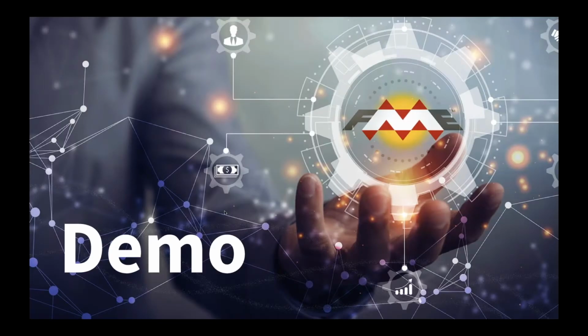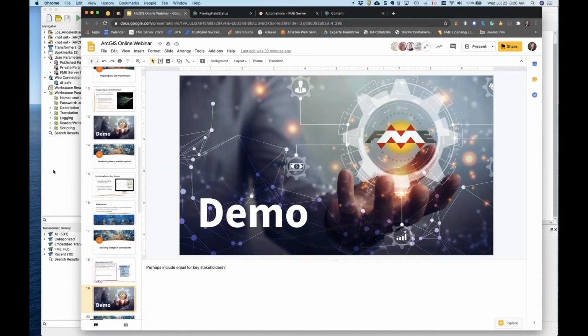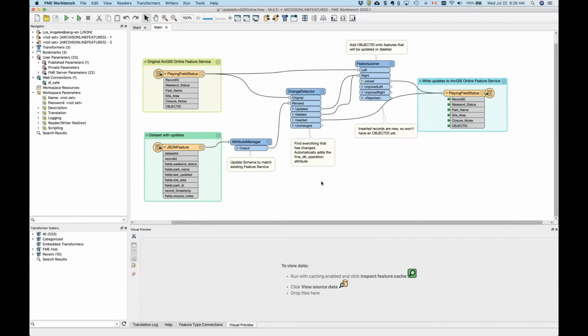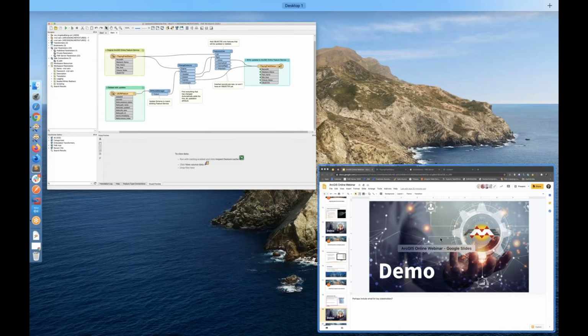So let's get into a demo now. I'll show how change detection can work specifically when you're working with ArcGIS Online feature services. I'll just hop over into FME here. I've just got a fairly simple workflow. Let me just show you what I'm dealing with.